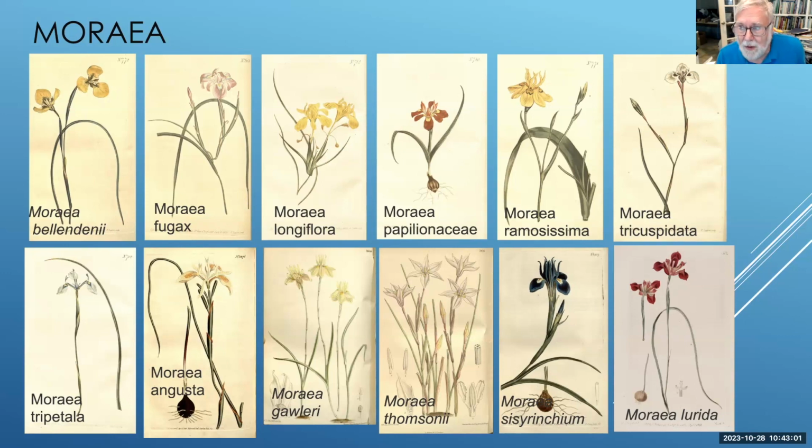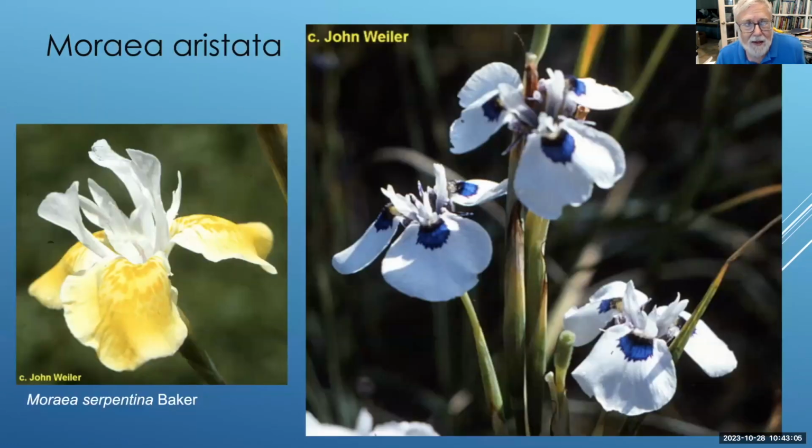And there are quite a few Moraeas. Let's go to the next slide. I don't think I put down the number, but it's something like 160 or so different species of Moraeas. Now, the question?